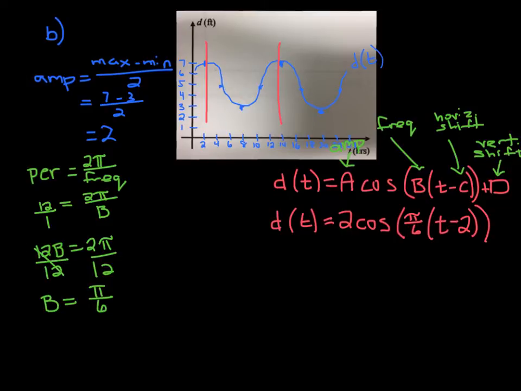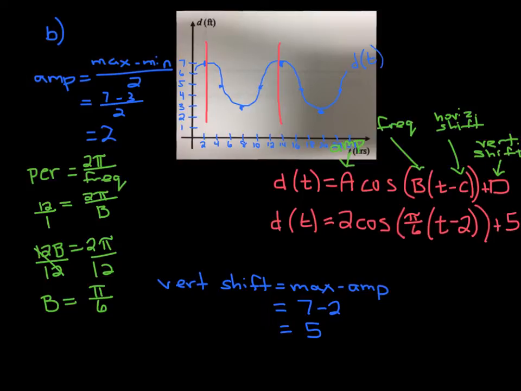If you want to apply the formula for finding your vertical shift, it is really just to take your maximum value and subtract the amplitude from it. So since our maximum value is 7, and we found the amplitude to be 2, we can just say 7 minus 2. So the vertical shift is 5. And so we can replace this with a 5 in our formula. And it makes sense if you look at the graph that the vertical shift is 5, because y equals 5 would be the midline of our graph. Okay, so anyway, here's our answer for part B.